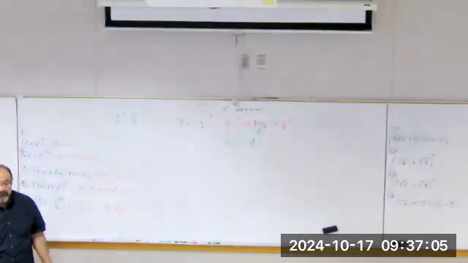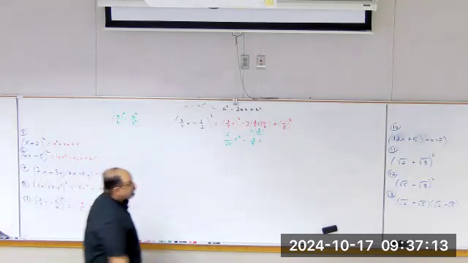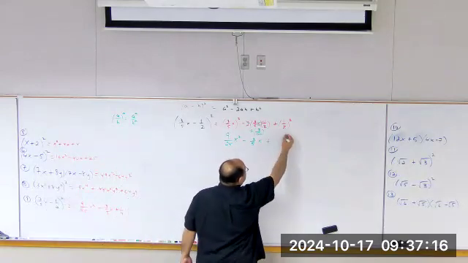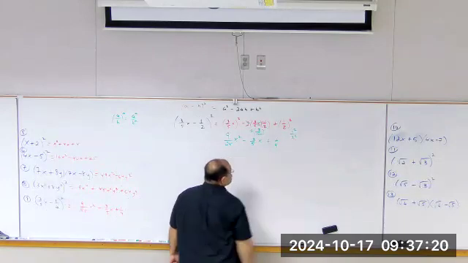Not because I'm smart, but because I've done a whole bunch of these. It's called practicing. Okay. And then 1/2 squared. So you square the 1 and you square the 2, and that's how I get the 1/4.